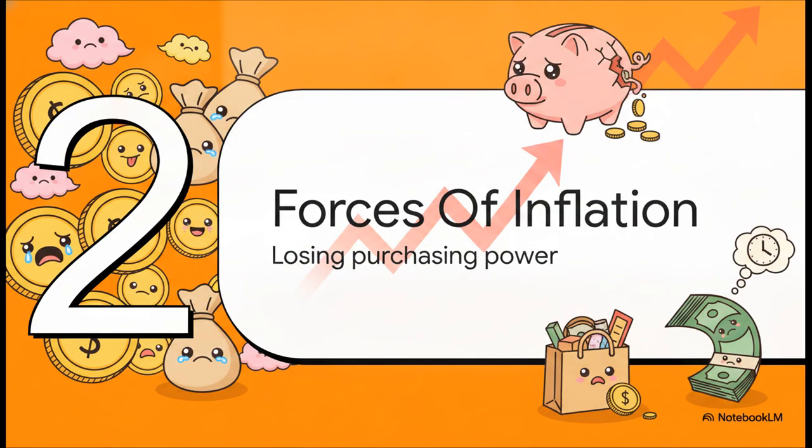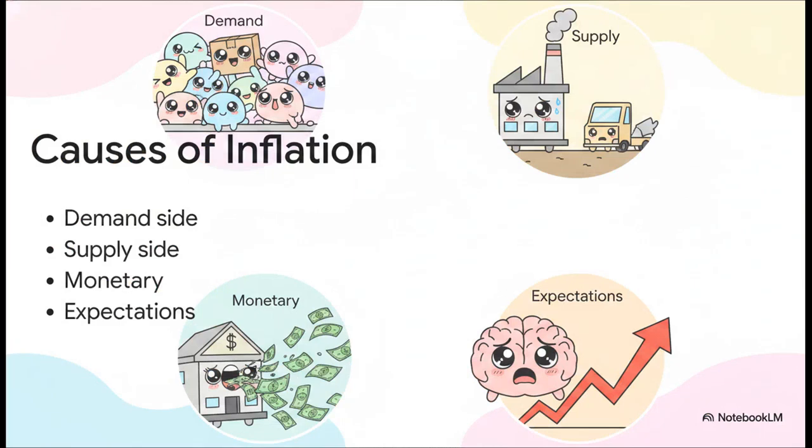Moving right along to Section 2, the forces of inflation. Now, the primary friction in our beautiful economic loop is inflation. That's when prices persistently increase and your money just loses its purchasing power over time. There are four main forces that trigger this. First, you've got demand-side inflation. Basically, buyers want way more goods than the economy can actually produce.